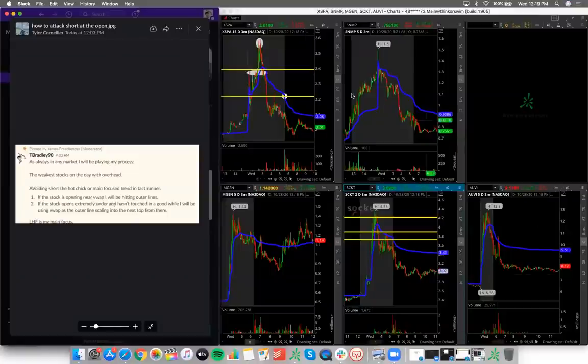Now, what I'm looking for in the morning is, if I'm avoiding the hot chick and paying attention to the weakest stocks of the day, specifically these two: if the stock is opening near VWAP, like MGen, I will be hitting outer lines. Like I was saying earlier, guys, I'll be hitting outer lines up here if it's opening on VWAP. That's number one. Number two, if the stock opens extremely under VWAP, XSPA or SNMP, guess what? I will be hitting VWAP and I'll be scaling to the next top. So I would have been hitting, what was it?